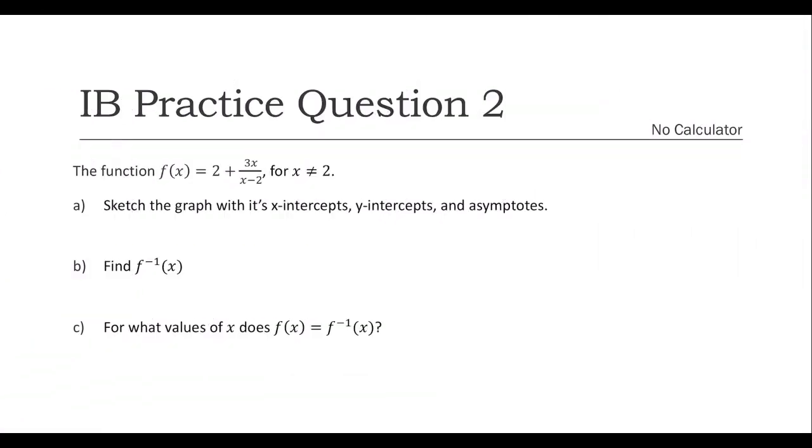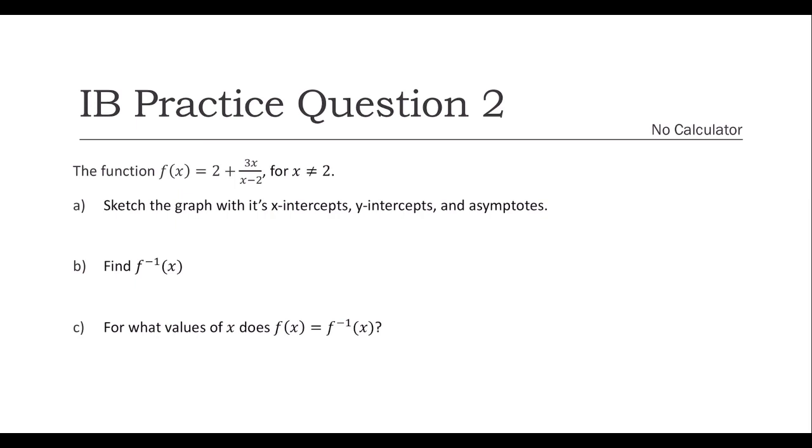Now we have our second IB practice question, which is no calculator. It says the function f of x equals 2 plus 3x over x minus 2, for x not equal to 2. Sketch the graph with its x-intercepts, y-intercepts, and asymptotes.